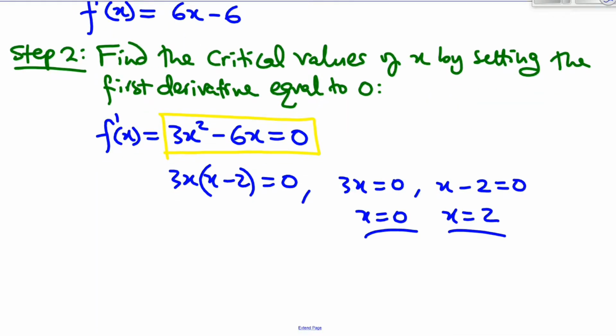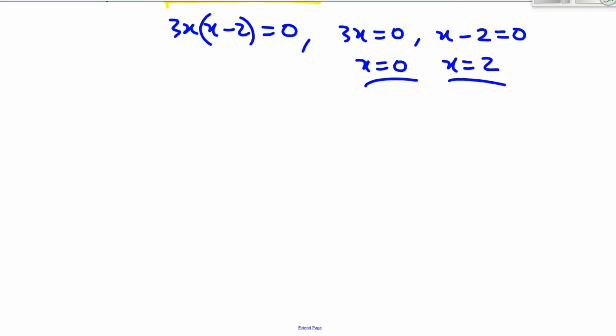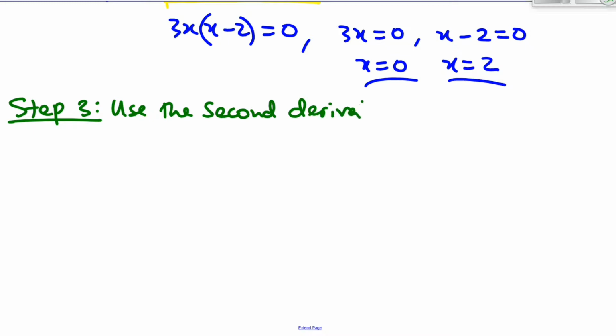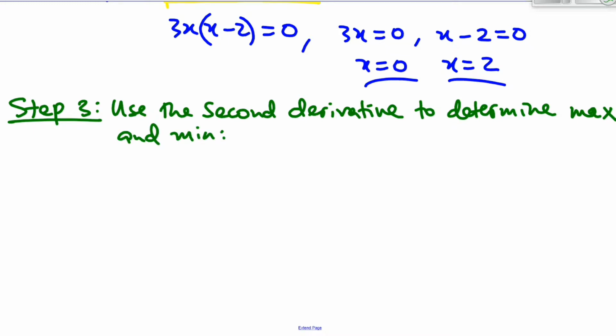Step 3, what we need to do now is use the second derivative, or apply the second derivative test. So step 3, use the second derivative to determine the maximum and minimum points, which means we are going to plug these critical values into the second derivative.